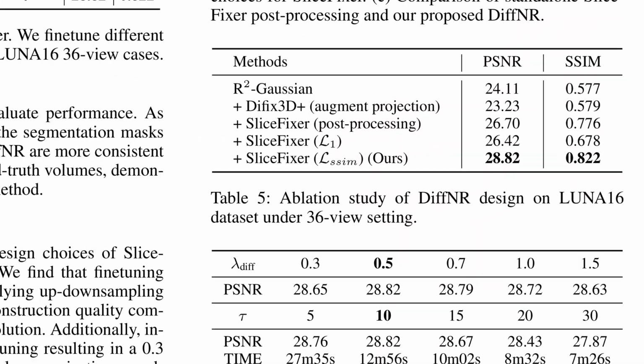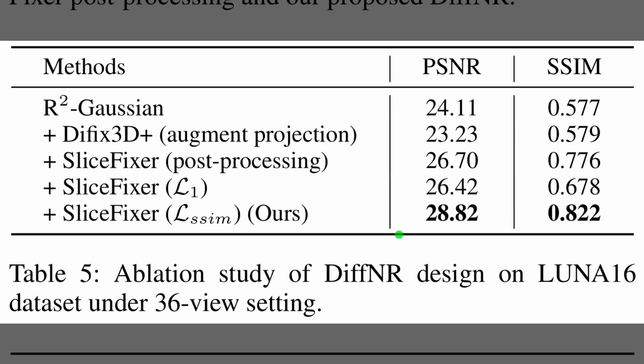Table 5 breaks down why the authors chose their specific training setup by testing different configurations on the chest dataset. The top row establishes the baseline performance for the R2 Gaussian model. Moving down the list, we see that simply applying SliceFixer at the end as a post-processing step, or using a basic L1 loss, leaves performance on the table. The bottom row confirms that integrating SliceFixer directly into the training loop and guiding it with a structural similarity loss delivers the best results, reaching a peak score of nearly 29 decibels.